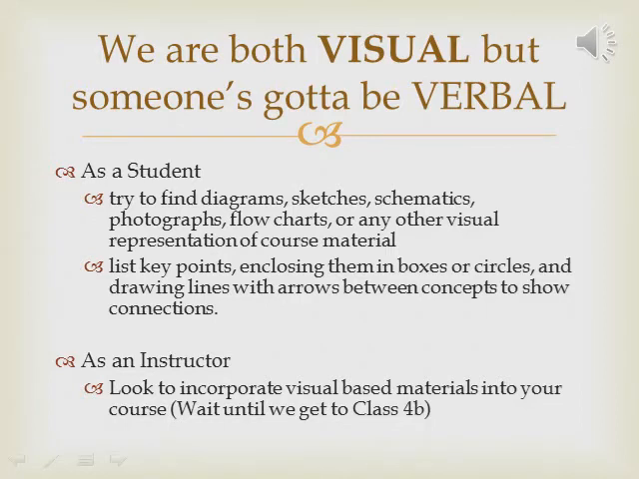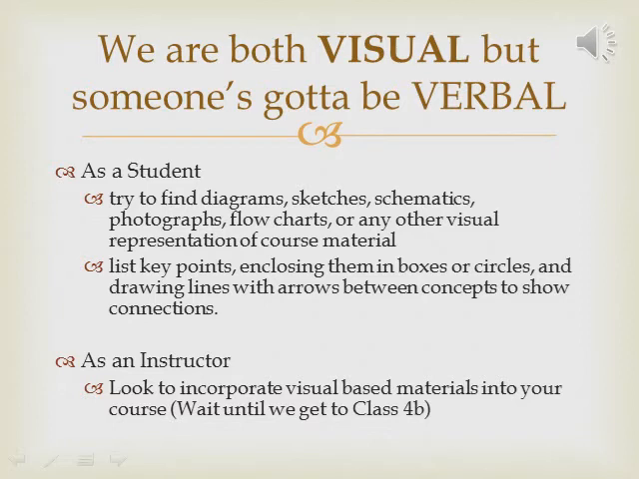If you are a visual learner, try to find diagrams, sketches, schematics, photographs, flowcharts, or any other visual representation of your course material. Ask the instructor to help you find those kinds of resources. Consult reference books, or go to the library to see if there are any videotapes or CD-ROMs of the course material that you're covering.